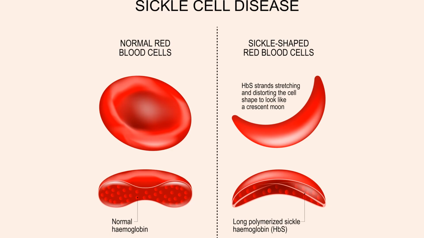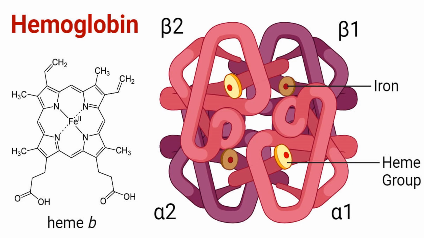So what is sickle cell anemia? Sickle cell anemia is a hereditary blood disorder that is characterized by red blood cells being a sickled or crescent shape rather than the normal biconcave disc shape. The cause of sickle cell anemia lies in a genetic mutation affecting hemoglobin, which is the protein found in red blood cells that is responsible for carrying oxygen throughout the body.